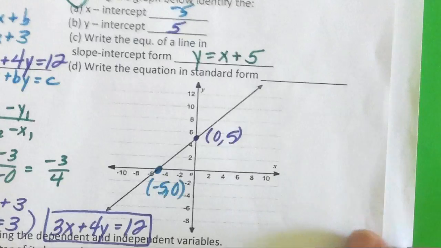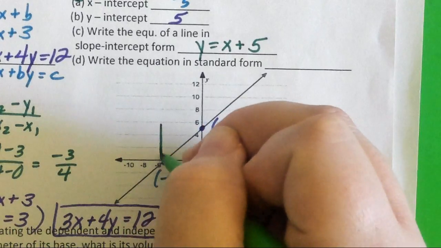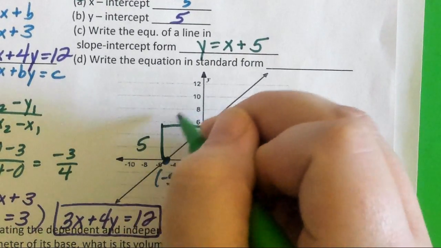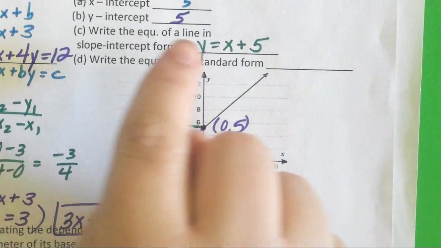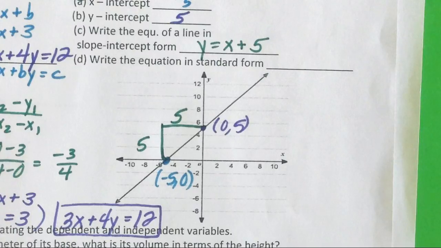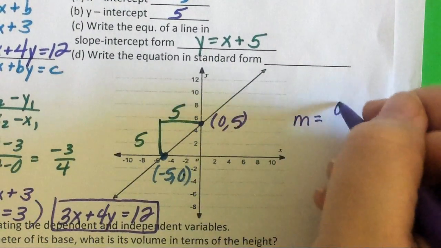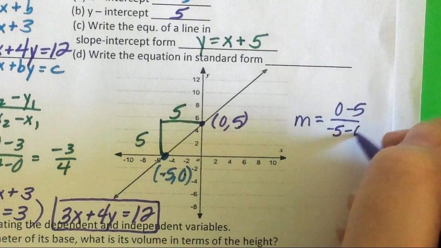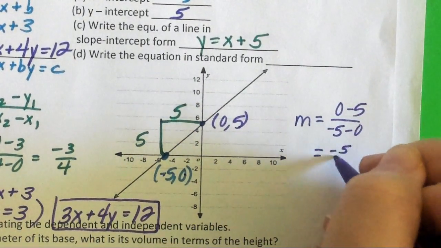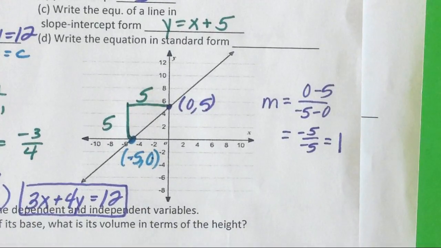So how did he get that? Obviously, he was thinking in his head. He counted up 5 and over 5, so it should be positive 5 over 5, which does reduce to 1. Or maybe he was using the slope formula, y2 minus y1 over x2 minus x1. He ended up with -5 over -5, which is just positive 1. Woohoo.